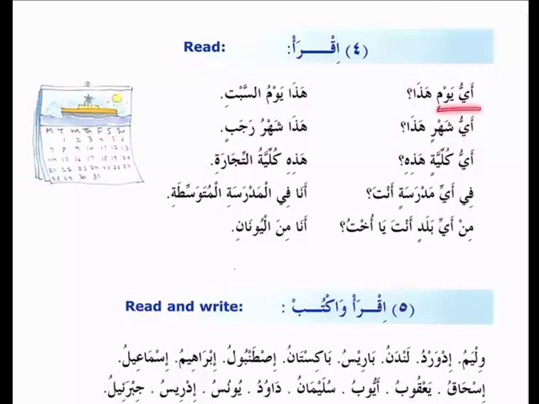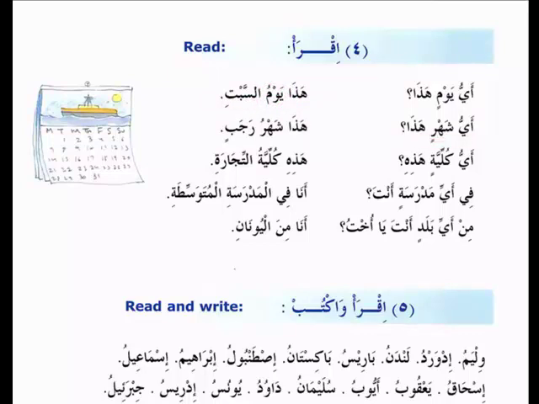Ayyu yawmin, which day? Mudaf and mudaf ilayhi. Haza is ismul ishara. Haza yawmus sabt. This is Saturday. Yawmus sabt is mudaf and mudaf ilayhi. So haza is mubtada. Yawmu is mudaf and one word marfu khabar. Sabti is mudaf ilayhi.